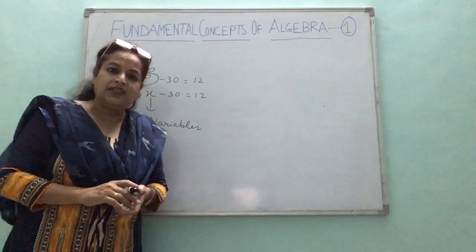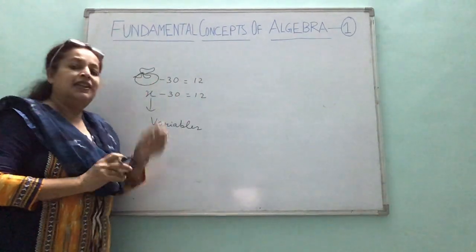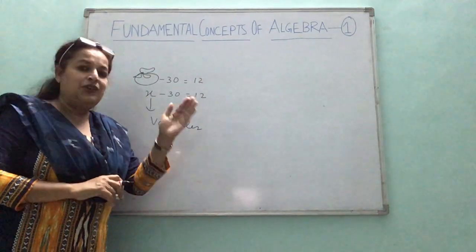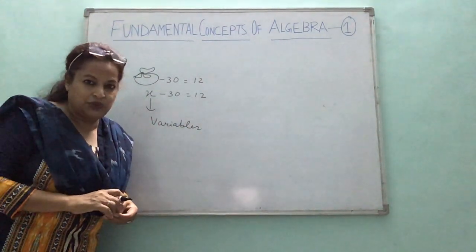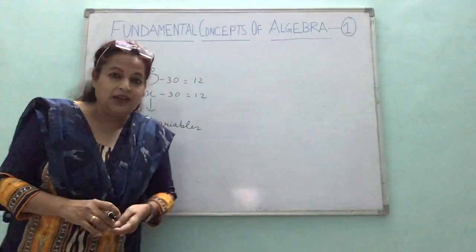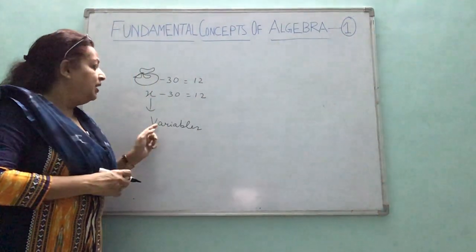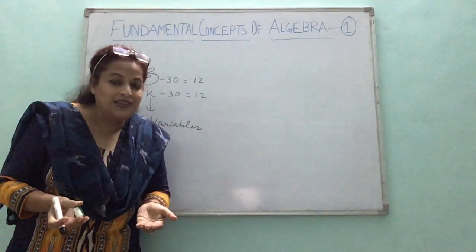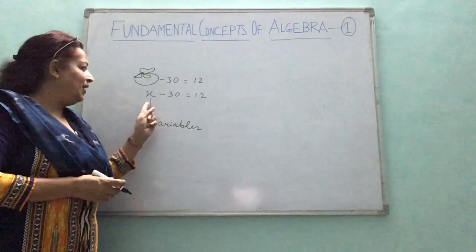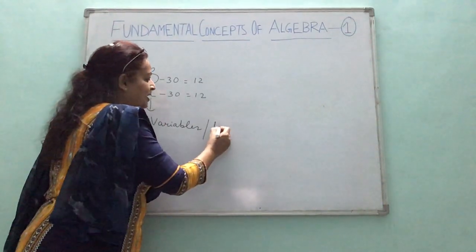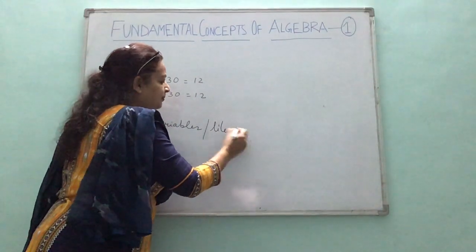Now your common sense tells you that in this case the number of sweets in the bag would be 42. 30 we took out, 12 were remaining, so there were 42 sweets. But in some other situation, if it is a question of income or something like that, then the value of X would be something else. So it can have various values. So these alphabets are called variables, or also called literals.